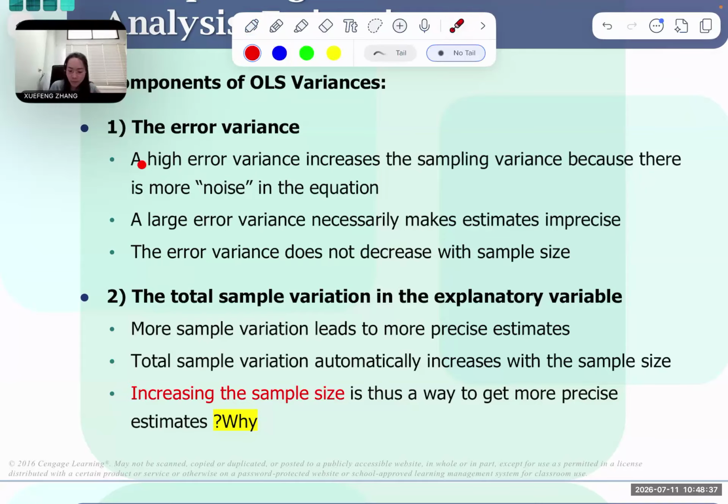A higher error variance increases the sampling variance because there's more noise in the equation, and a large error variance necessarily makes estimates imprecise. And also, the error variance does not decrease with sample size, okay? It means that even if you get more observations, more data, it doesn't help to reduce the error variance. This is unavoidable.